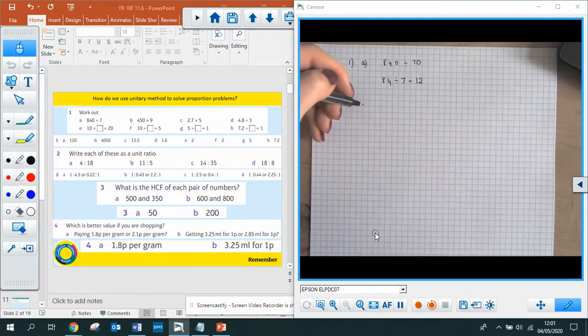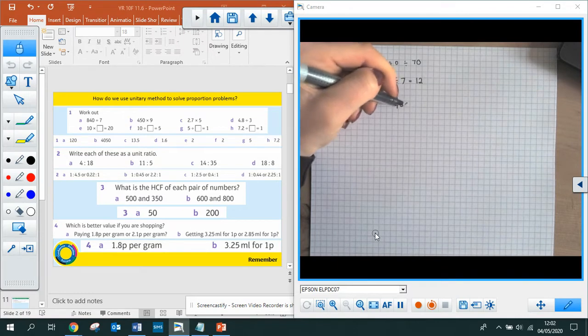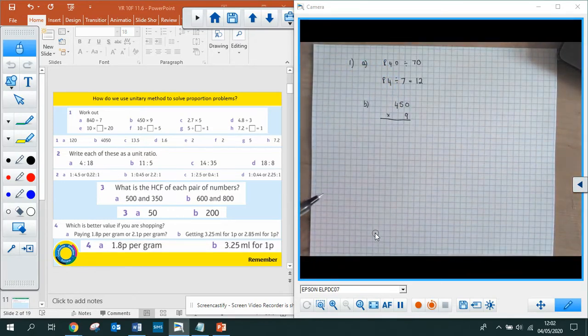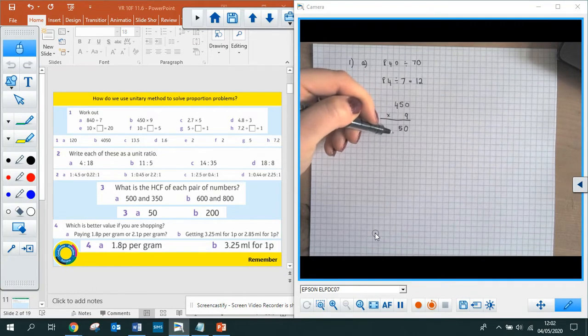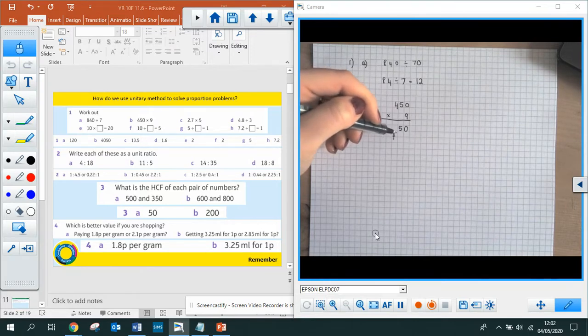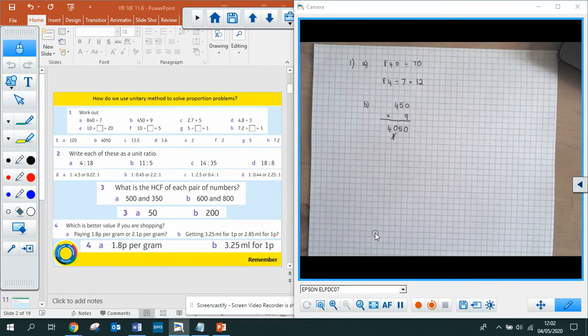Okay, part B, you're doing 450 multiplied by 9. I don't know why I've left a big gap there, sorry about that. But 450 multiplied by 9. 9 times 0 is 0. 9 times 5 is 45. So you put your 5 there and you carry your 4. 9 times 4 is 36, plus the 4 is 40. Okay, so your answer is 4050.